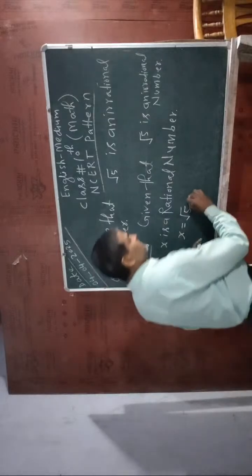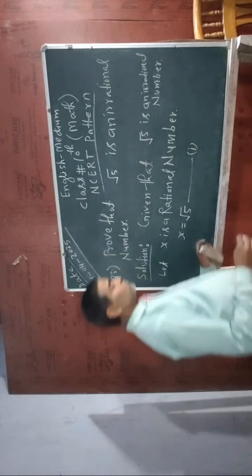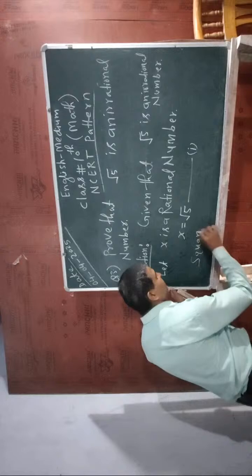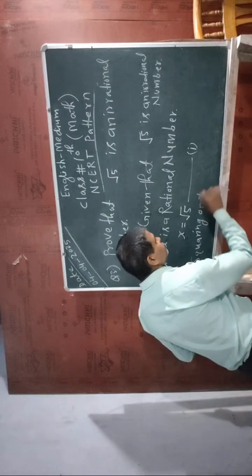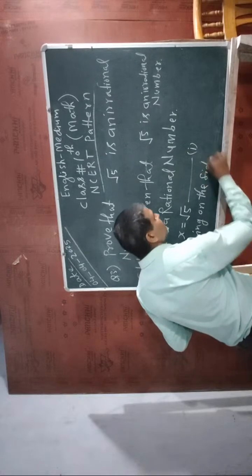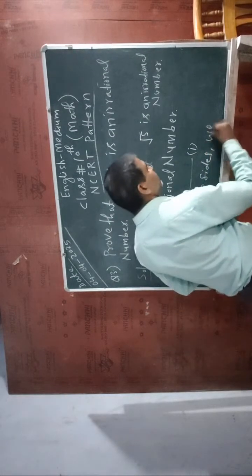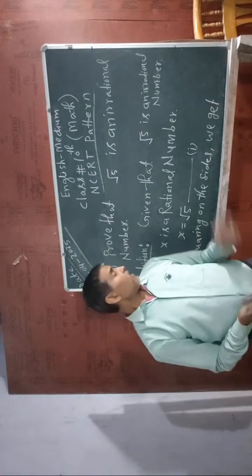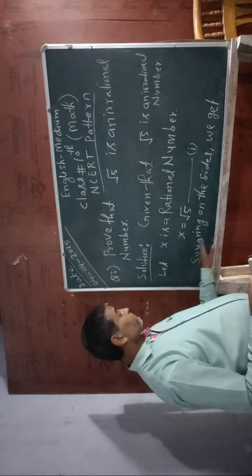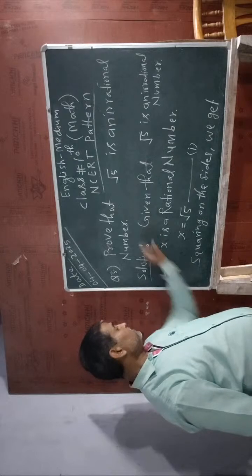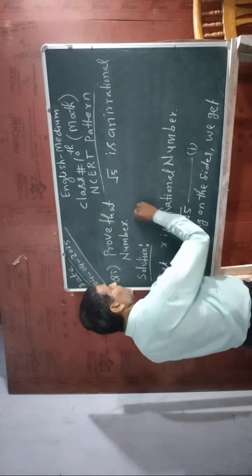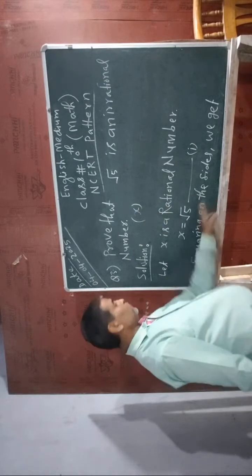Now you assume this is equation number 1. On squaring both sides, here you write squaring on both sides. On squaring both sides we get. After squaring we will get. Now I am going to erase every piece of information, because after erasing I will do the further calculation. Therefore I am erasing unwanted information. Here I have written squaring on both sides.